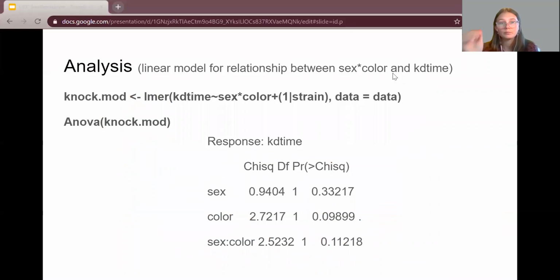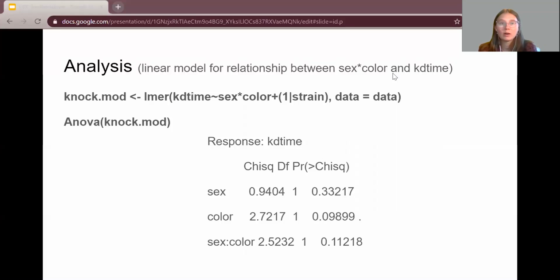This data was then run through ANOVA using a linear model due to the nesting of individual knockdown times within sex, within lines, within color morph. The three interactions were males versus females, light versus dark, and sex and color combined as an interaction.